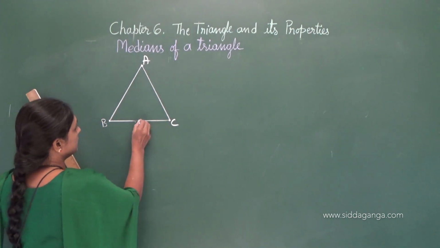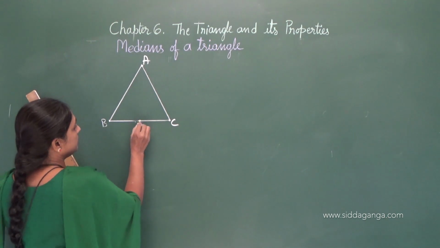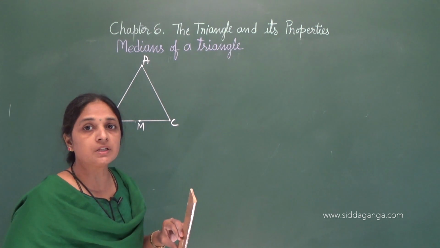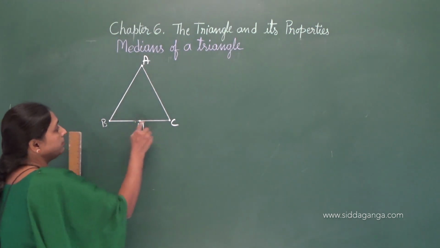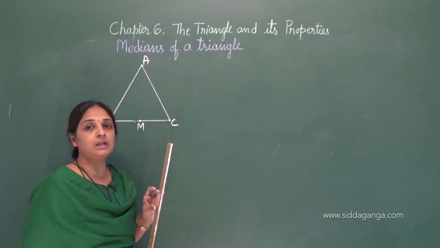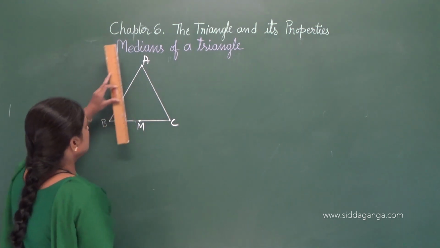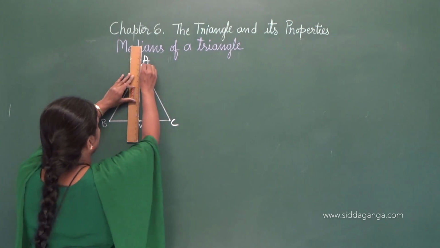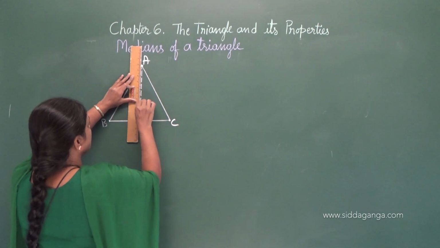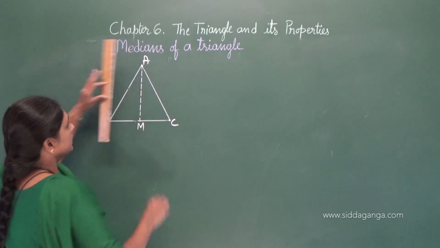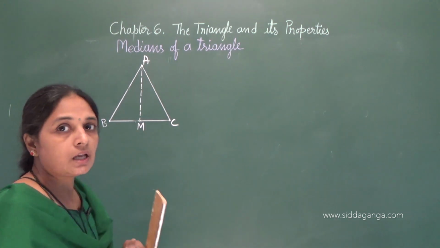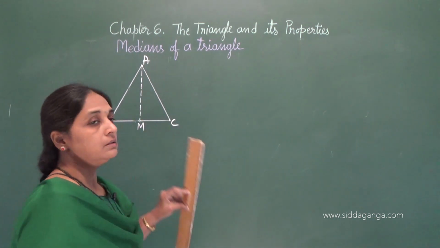So consider here M is a midpoint of BC. M is a midpoint of BC. So if we join A to M, then we call it a median. Here AM is median of this triangle.